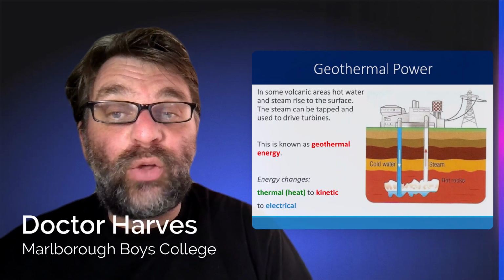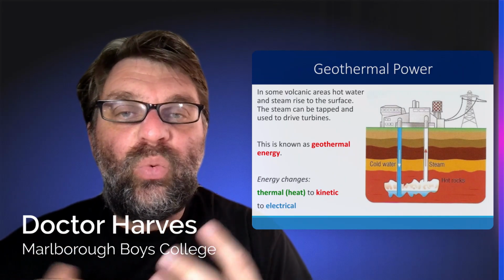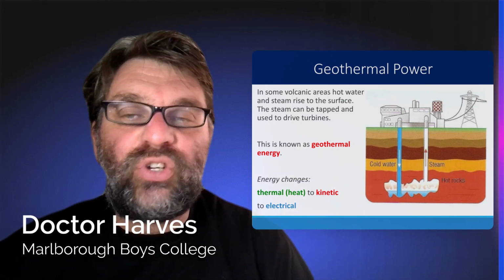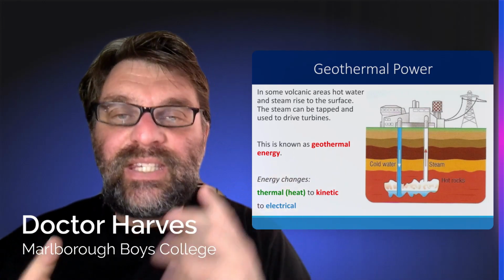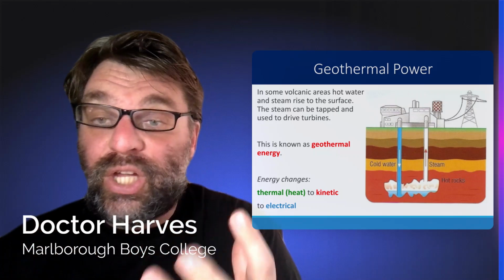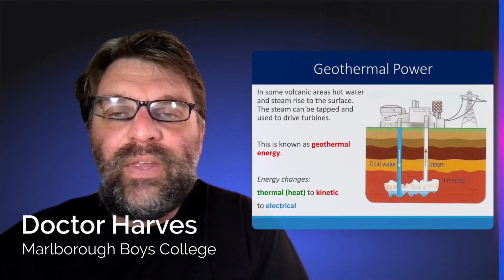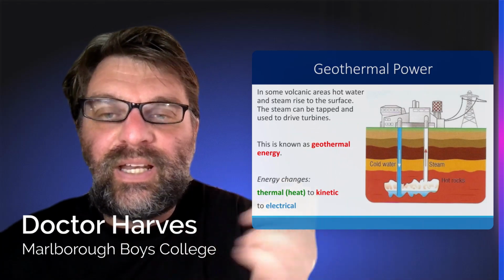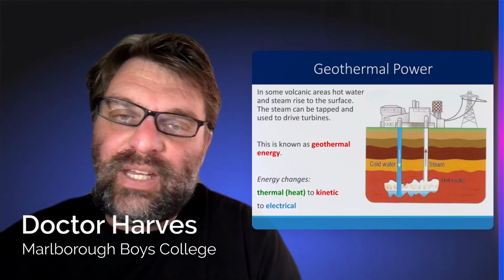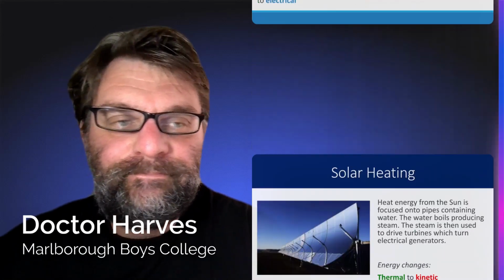Next, quite common in Rotorua, in the volcanic areas of the top of the North Island, where the hot water and steam rise to the surface, as you see in the image there. Again, that steam is then used to drive turbines, so you've got the thermal heat energy causing movement up, which is kinetic energy obviously, and then the turbine basically starts to move and transfers that into electrical energy. So this is known as geothermal energy.